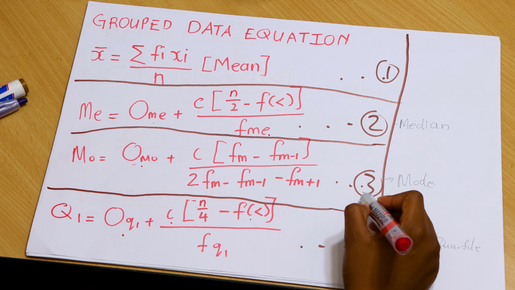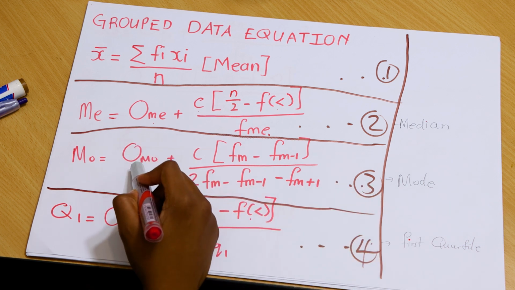Then the third measurement is the mode. So remember that the mode is the most occurring outcome. So how you locate the mode is by looking at the interval with the highest frequency.